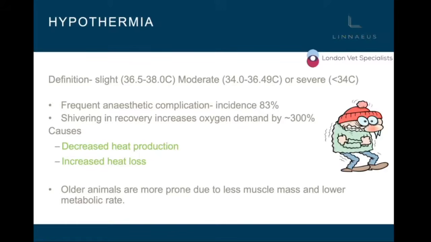And older animals are more likely to develop hypothermia because of their body composition. So they have less muscle mass with a lower metabolic rate, so there's less heat being generated, and they also can be more thin-skinned and have less fat cover, so they're not very well insulated, and heat loss may be increased.